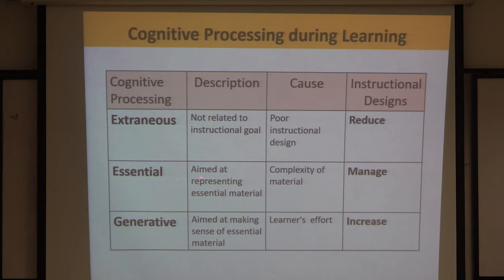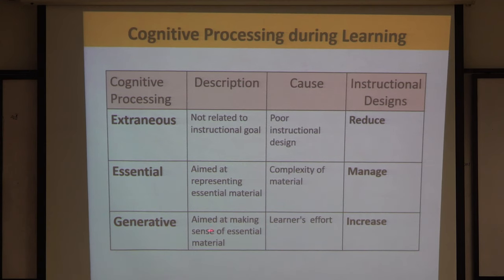Essential cognitive processing aims at representing essential material. For example, you're teaching cell division and meiosis, pembahagian sel, which is a very complicated thing going on. Now, the complexity of the material, how do you present it in such a way that it becomes simplified for our student? That is our challenge. So how do you manage complex material, that will be under essential cognitive processing. For example, a video that is lasting for 5 minutes, you may want it to be broken into five short phases. That is called managing it. You are segmenting it.